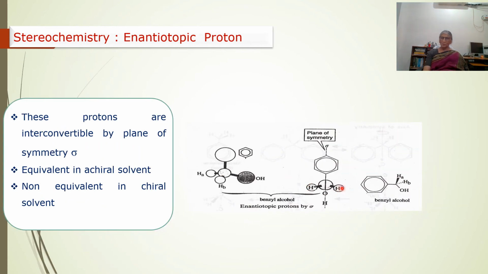2 methylene protons of benzyl alcohol are anisotropic protons. There is a plane of symmetry sigma passing through the OH group, and these 2 protons are interconvertible by the plane of symmetry. These 2 protons are equivalent protons and cannot be distinguished by NMR. When they are present in an achiral solvent, they are equivalent protons. In the presence of a chiral solvent, these two protons become non-equivalent and they will show the absorption at different frequencies.